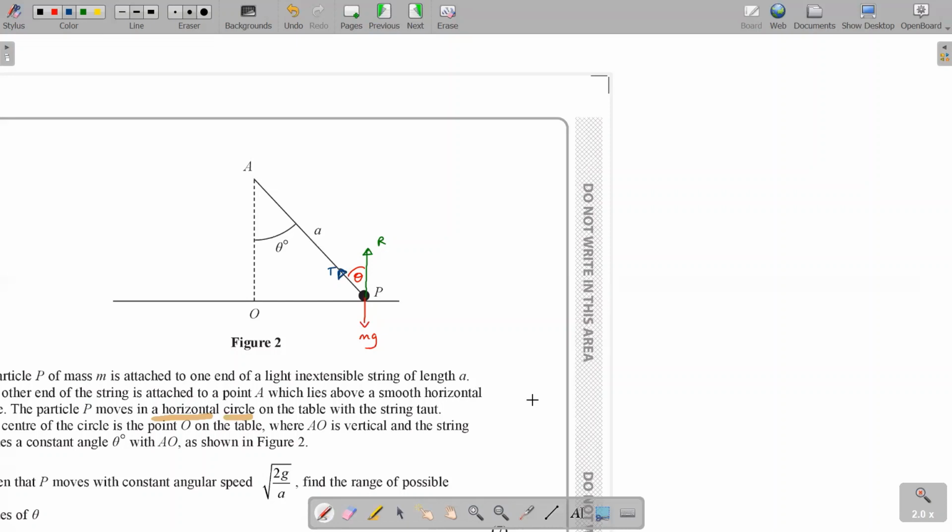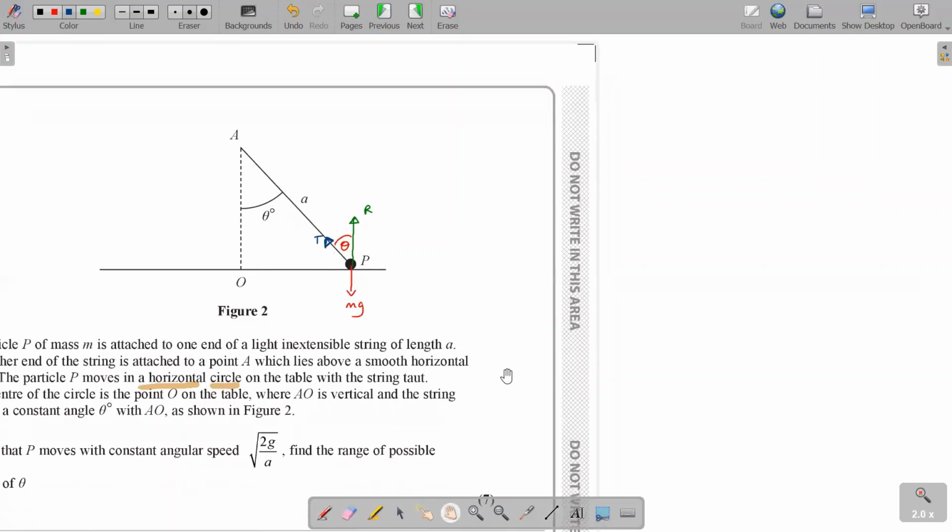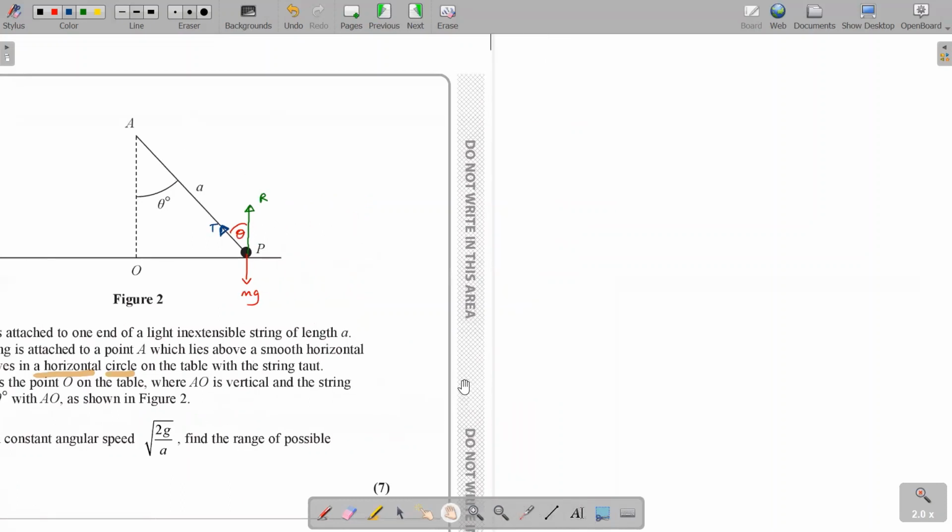Okay. So now what we do is we will apply vertical equilibrium and F equals ma towards the center. What are the forces we consider for vertical equilibrium? Upwards. So you'll have to resolve the tension, right? What do you get? Upwards. When you consider vertical equilibrium, R plus T cos theta, right? R plus T cos theta is equal to mg. Do you agree with me?